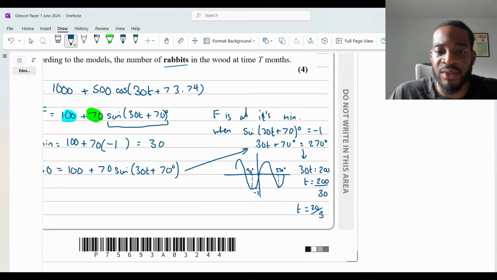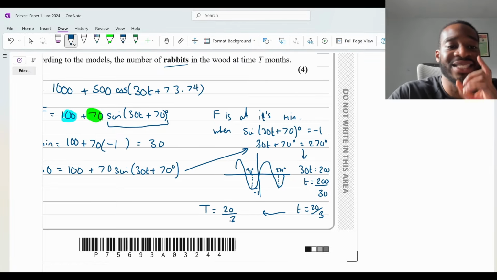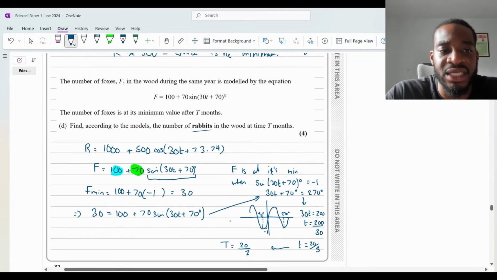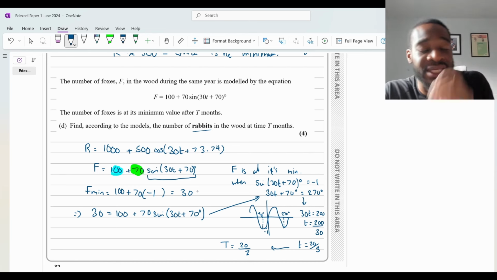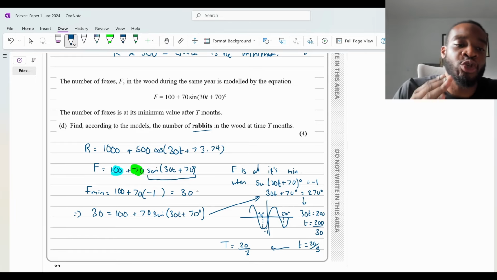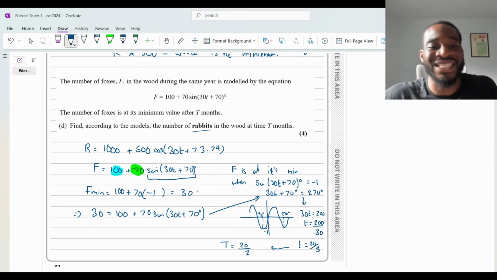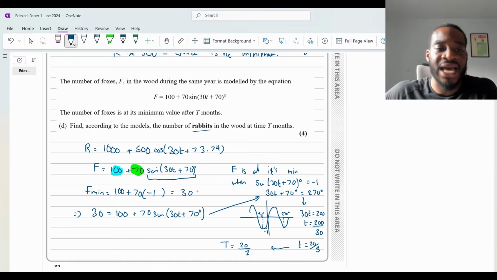It's in months, isn't it? So we want this first positive value. So now I know that t is equal to 20 over 3. This is actually capital T, so I'm going to write capital T is going to be 20 over 3. This is the time when the fox is at its minimum. Part D says, find according to the models the number of rabbits in the wood at this same time. So we're going to plug that value of T, 20 over 3, into our model for the rabbits. And that will give us the number of rabbits at that time when the fox is at its minimum.